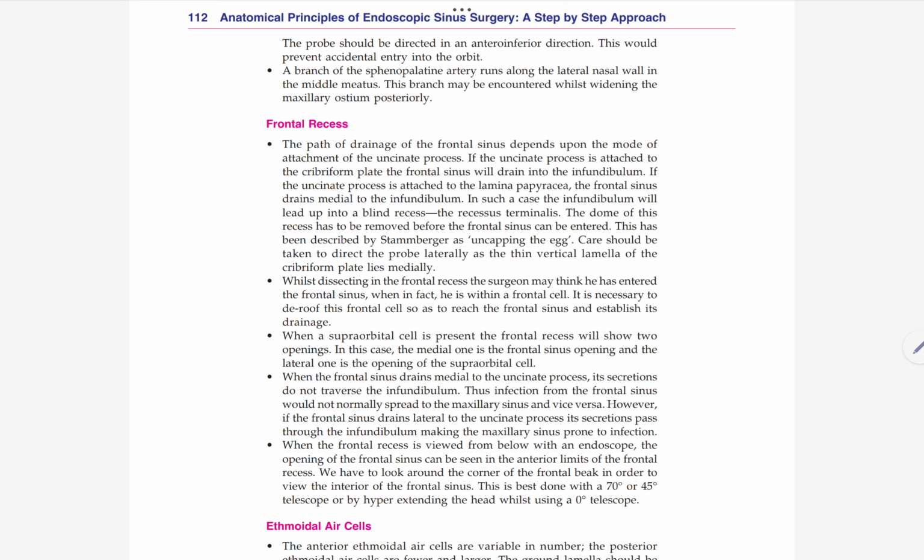A branch of the sphenopalatine artery runs along the lateral nasal wall in the middle meatus. This branch may be encountered whilst widening the maxillary ostium posteriorly.